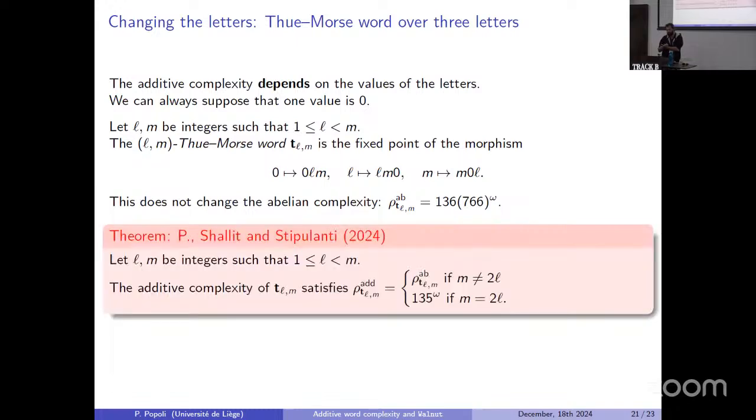And we have proved that, in fact, the additive complexity of this word is the abelian complexity if and only if M is different from 2L, and otherwise we get back to the original case. And this is interesting because we cannot do this with Walnut. We can do this on Walnut with specific L and M, but not for every L and M. So this was only a combinatorial proof.